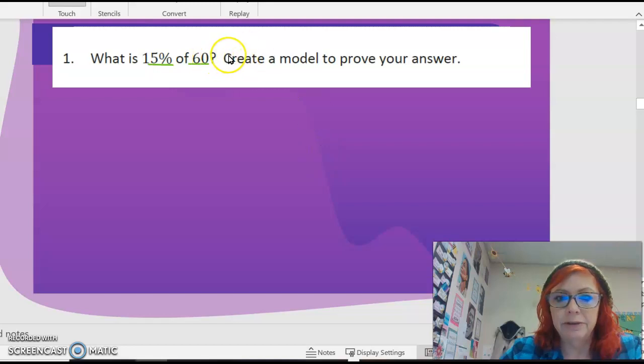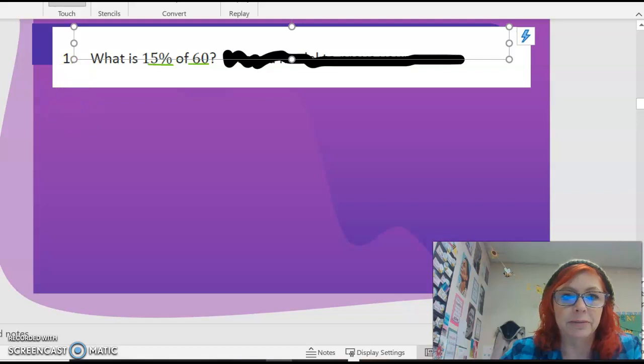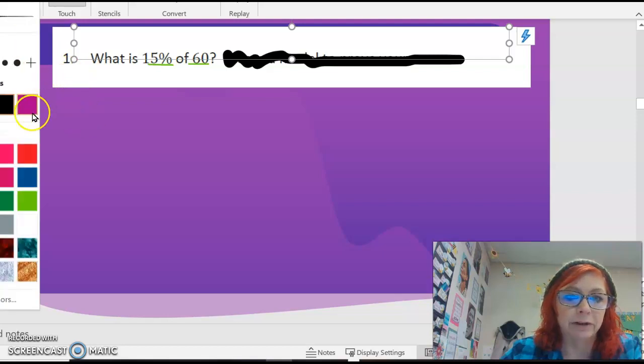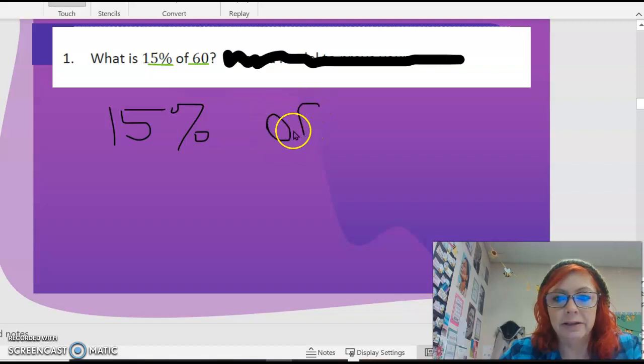All right, so 15% of 30. It says create a model, but we're going to hold off on that for now because I'm really kind of worried it's going to make you more confused. So right now, let's just start with this. 15% of 60. All right, so what does that mean?